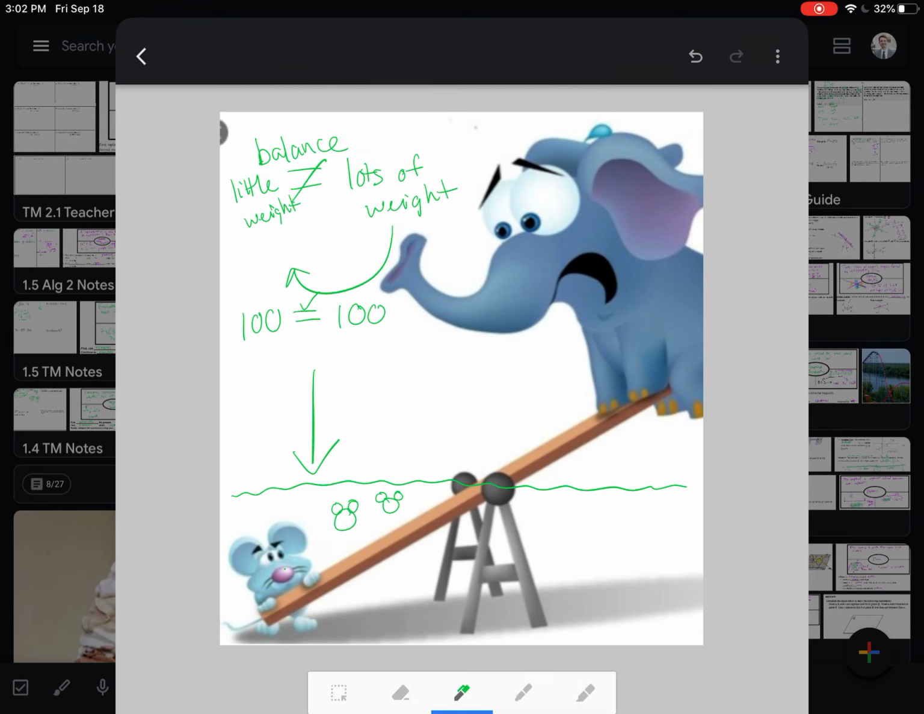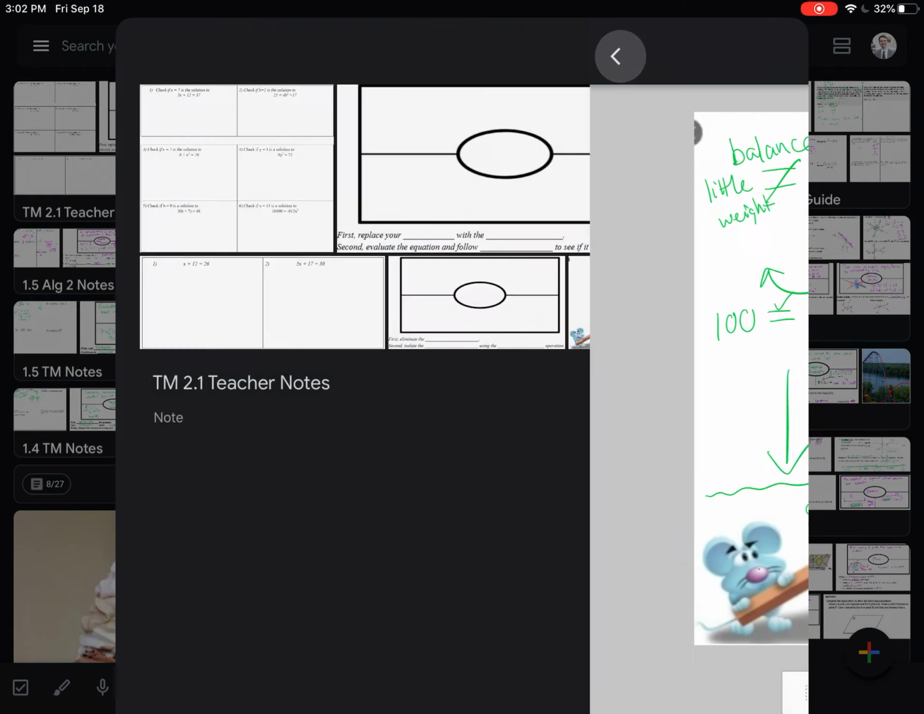So when you think about equations today, think about Kevin and Ryan, and think about how Ryan would need Kelly to go on the side with him. He would need someone else to jump on that side of the seesaw in order to balance Kevin. Otherwise, he's never going to move. They're never going to see balance, and the seesaw won't work.